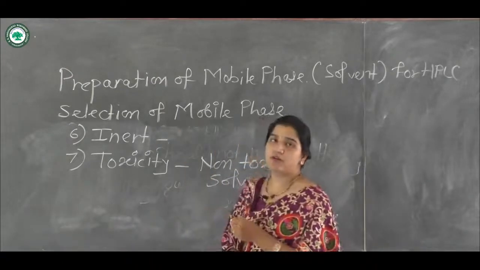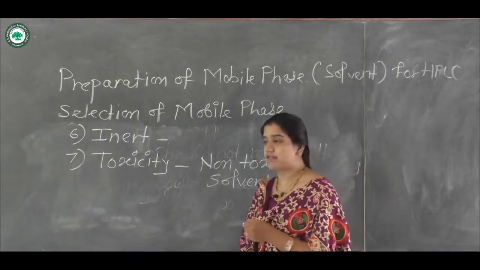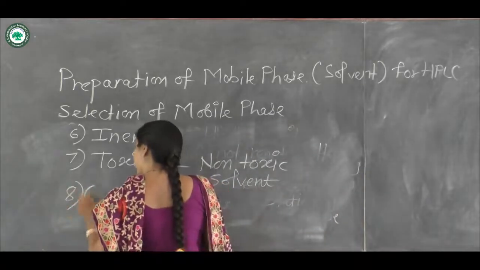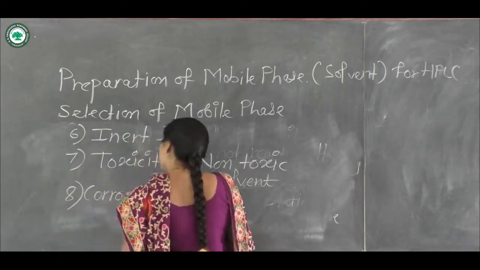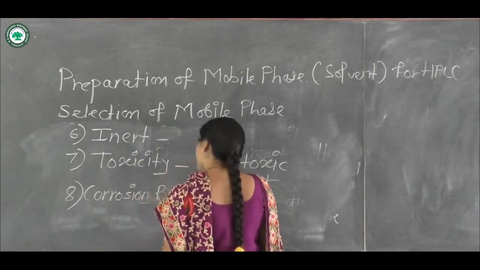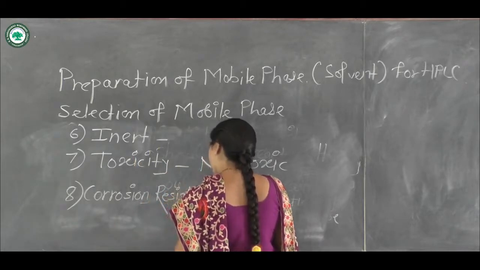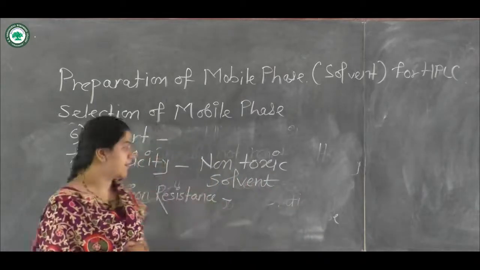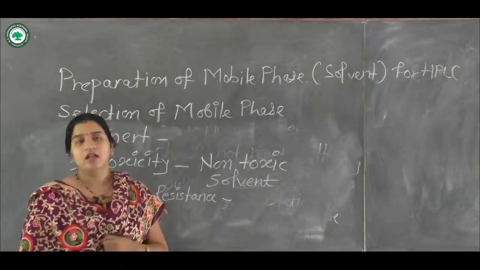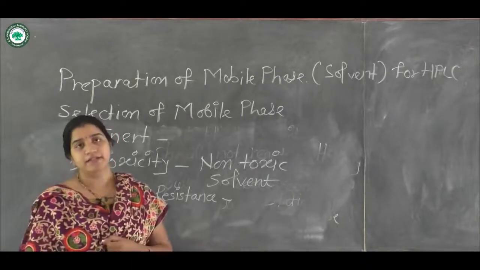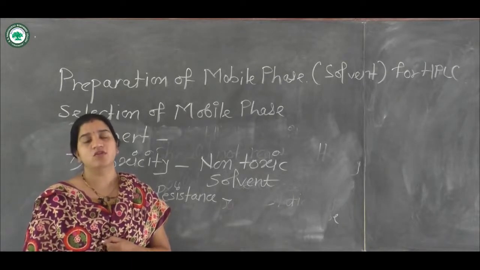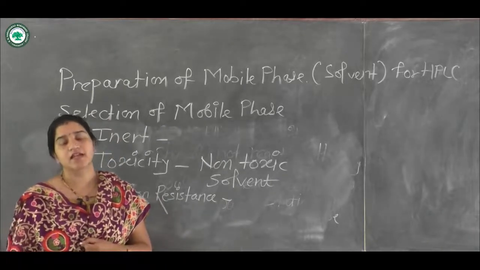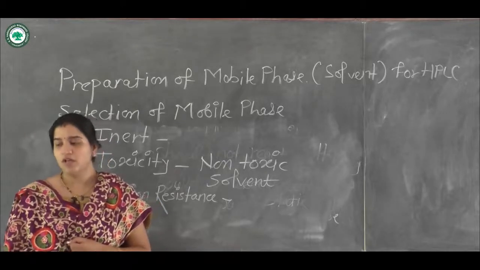Then the next most important point that we have to consider is regarding the corrosion resistance. As far as the mobile phase is concerned, the use of light in HPLC promotes the release of acids such as HCl. When it is producing acids such as HCl, it is a highly corrosive type of acid.